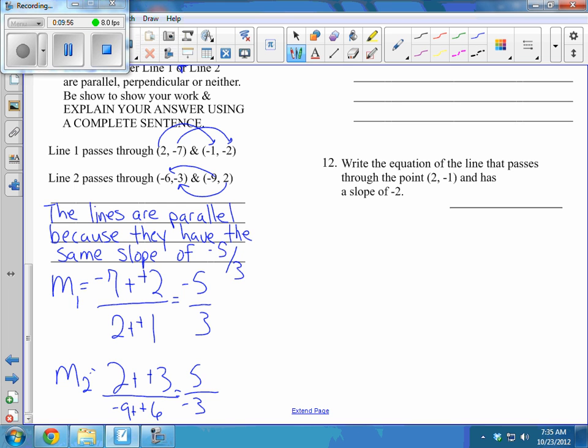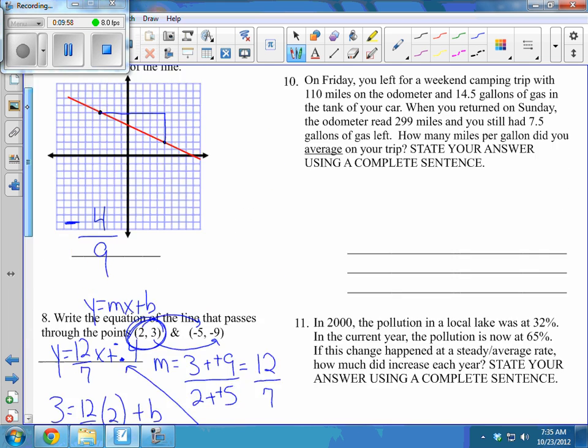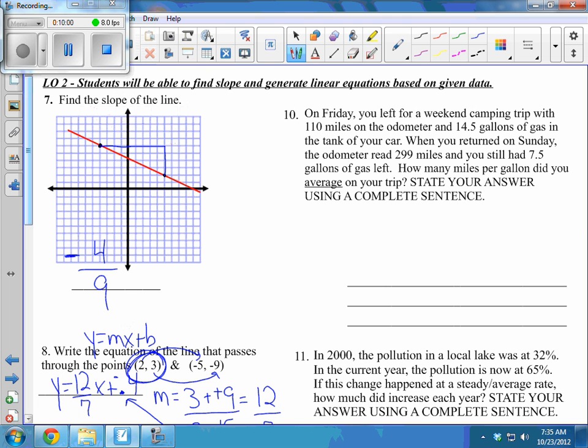Okay, let's go back up to the top of the page and take a look at number 10. So on Friday, you left for a weekend camping trip with 110 miles on the odometer and 14 and a half gallons of gas in the tank of your car. When you returned on Sunday, the odometer read 299 miles and you still had 7.5 gallons of gas left. How many miles per gallon did you average? Average is just slope. The thing is, you have to decide what's going to be X and what's going to be Y, or rather, what's your independent or your dependent.